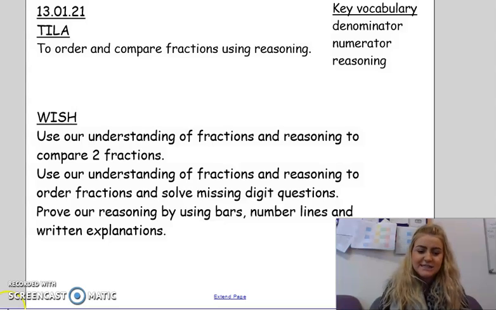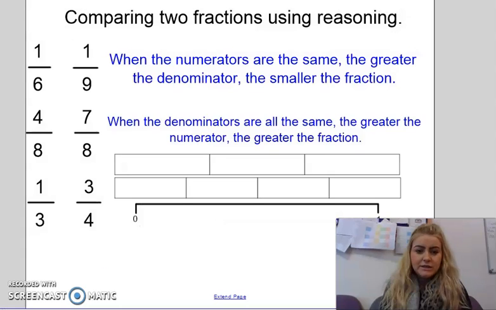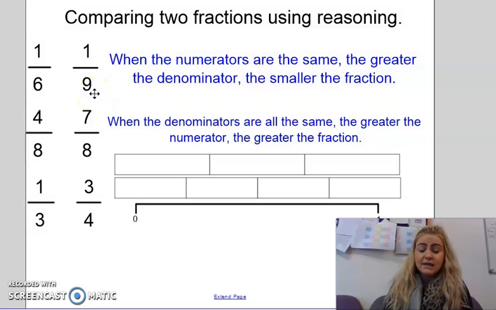Okay, so we're going to compare two fractions using reasoning. Now our first two methods for reasoning we've already covered this week. So 1/6 and 1/9. When the numerators are the same, the greater the denominator, the smaller the fraction. So 1/6 is greater than 1/9 because the greater the denominator, the smaller the fraction. And you can see that if you look at a fraction wall.